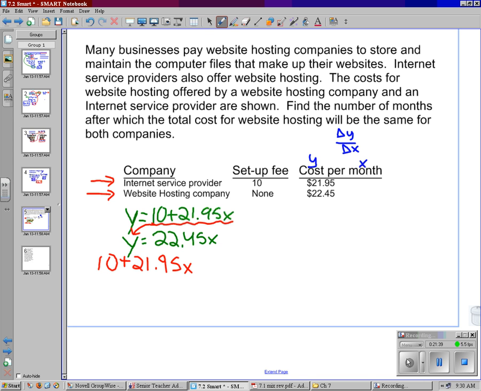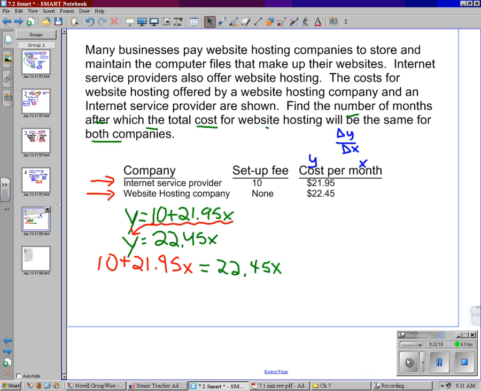equals my 22.45x. Now, one of the questions up here was, find the number of months in which the total cost will be the same for both companies. Didn't we just set the costs equal to each other? Y equals Y. This cost for this company equals this cost for this company. Oh, they have all the same x's in. Great. Solve for x, will you please? So anytime you have two y's and two x equals, you can put them right equal to each other because you're substituting one in for the other. Isn't that cool? Yeah.